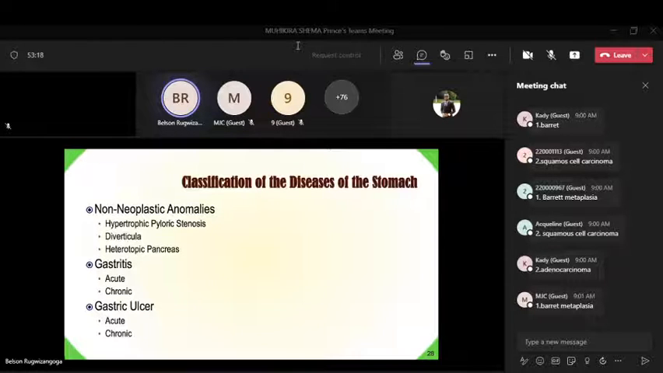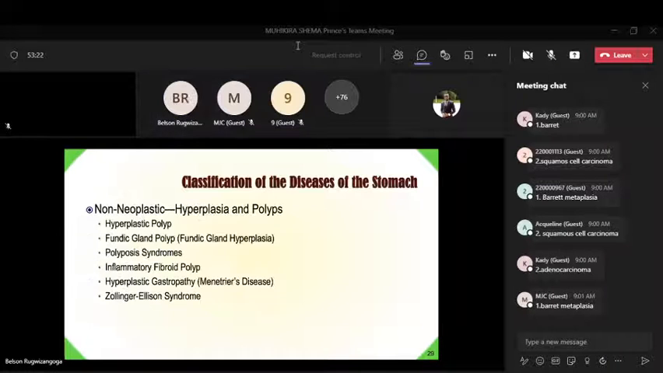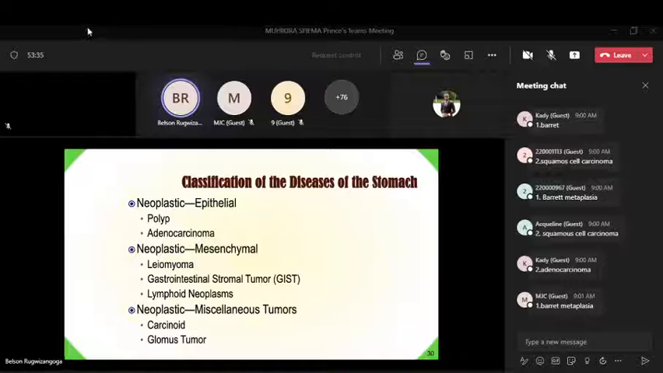So these are some of the known non-neoplastic diseases, and others are hyperplasia and polyps. We have many kinds of polyps: hyperplastic polyps, fundic gland polyps, polyposis syndromes, inflammatory fibroid polyps, and so on. For the neoplastic lesions, we have epithelial ones, meaning you have a polyp, and we have adenocarcinoma. As I said, we cannot say we have a primary squamous carcinoma from the stomach because we don't have squamous cells there. For mesenchymal ones, we have leiomyoma, and you have lymphomas and gastrointestinal stromal tumors.